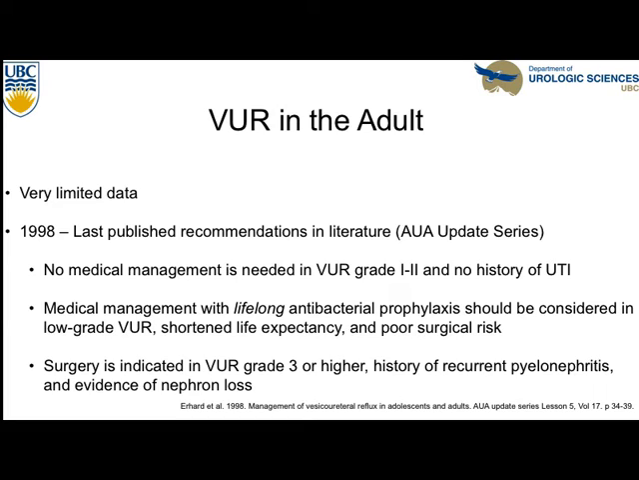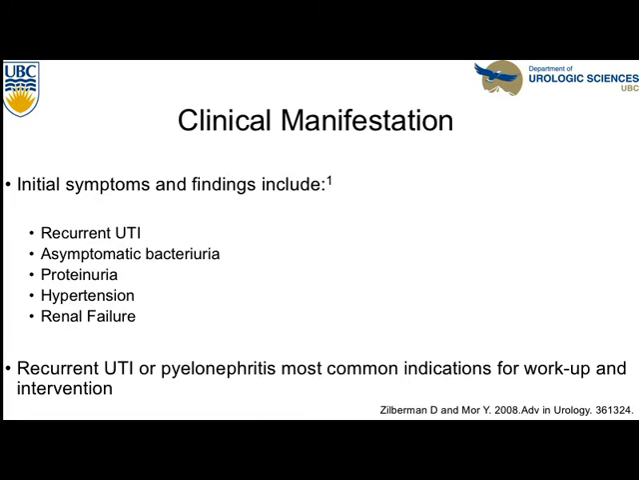Medical management with lifelong antibacterial prophylaxis should be considered in those with low-grade VUR, shortened life expectancy, and poor surgical risk. Surgery was indicated in VUR grade 3 or higher, or history of recurrent pyelo, and evidence of nephron loss. Pretty radical compared to how we've gone through it in the pediatric world.